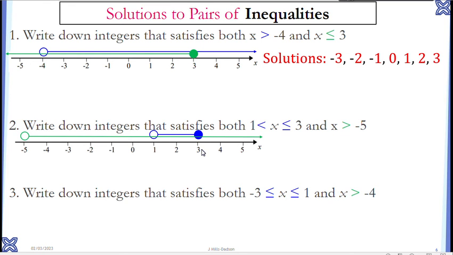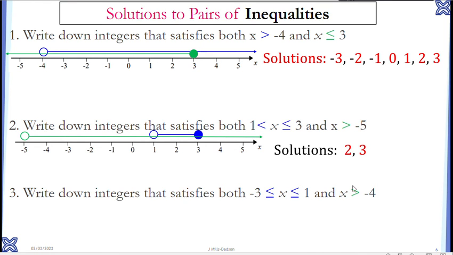To state the answers, check the dots, whether they are shaded or not. This dot is not shaded, so we begin our answer from 2 and we end it with 3. So the solutions are 2 and 3.